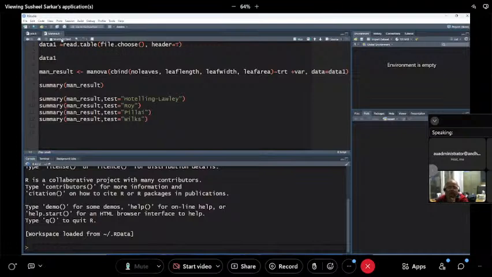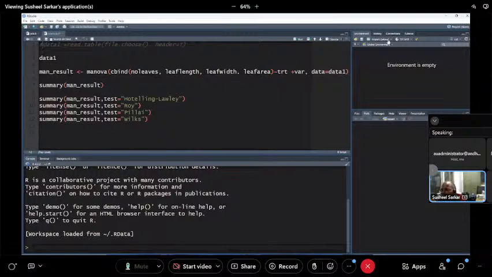Okay, so this is visible. Data 1 is equal to... Is it visible? Yes, sir. Okay. What we will do is, I have given you two files, Manova 1 and Manova 2.